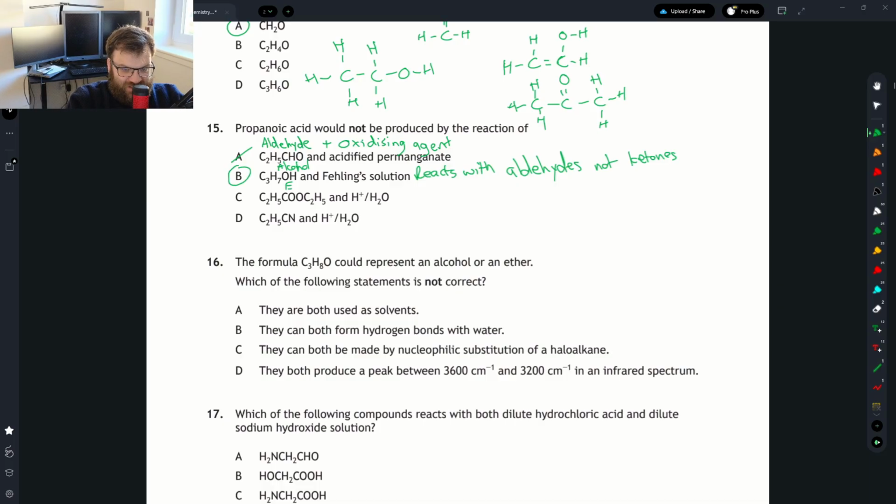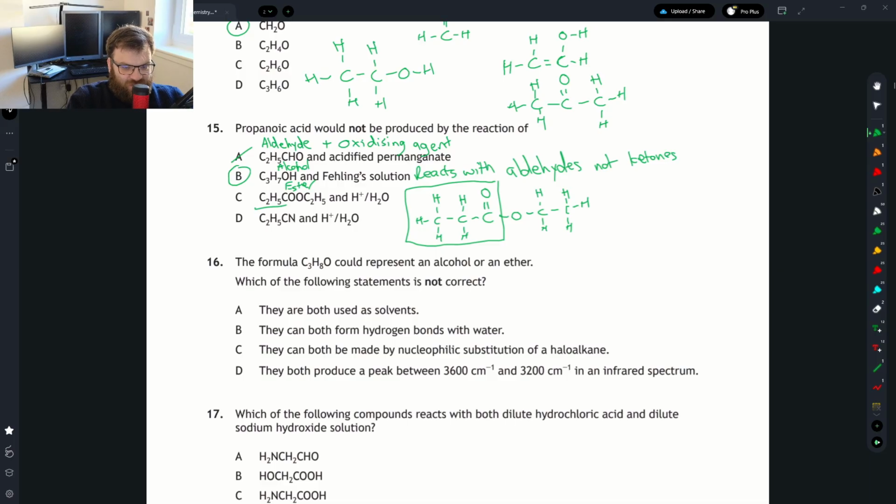Here you have an ester, where if we draw this out, you've got to have your C double bond O on the left hand side of it. And then I'll have my 2 carbons coming off here. And on the other side, I've got my O and then 2 carbons. This would be ethyl propanoate. So if you hydrolyze that using water, you would make back the propanoic acid.